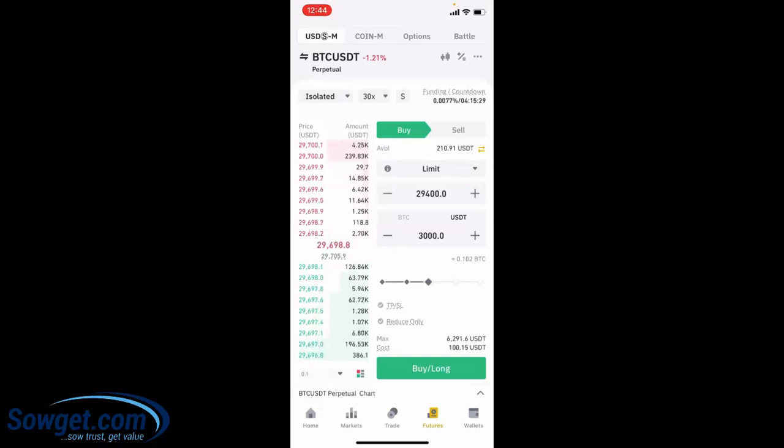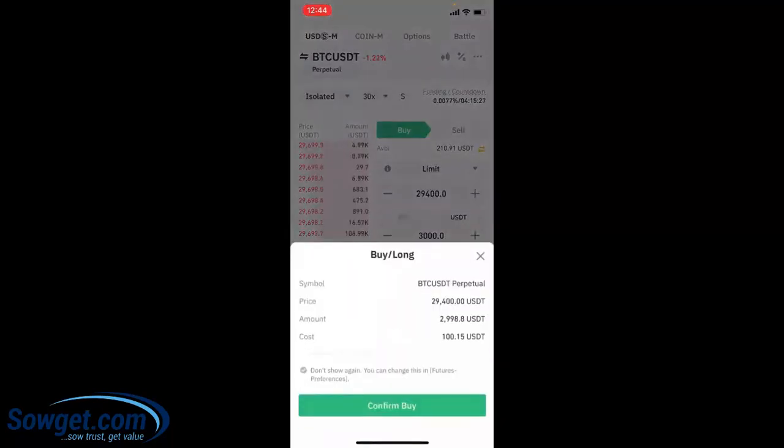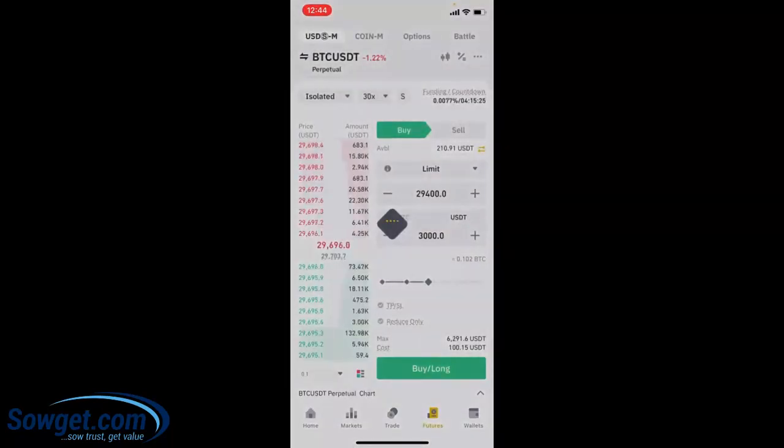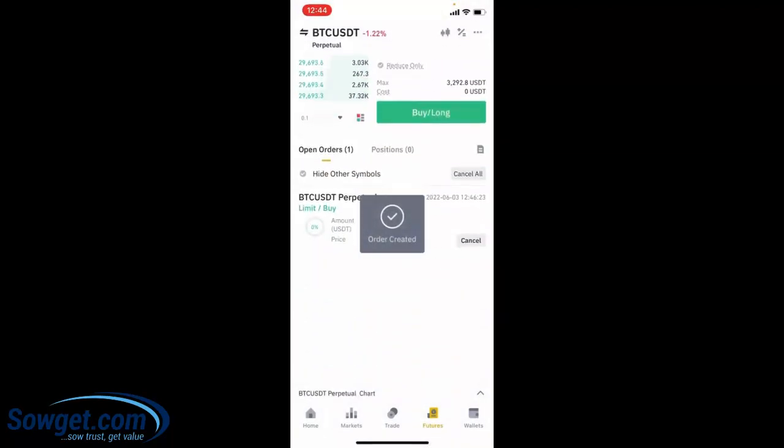And then if you tap on buy or long at the bottom side, you just confirm buy. Then you scroll down to where you have order. So you can see that your trade is under open order. Now, the reason why it's still under open order and is not under position is because it has not reached a price at which you want to enter the trade. Remember, we want to enter the trade when it gets to $29,400. So this trade will not occur until it gets to $29,400.